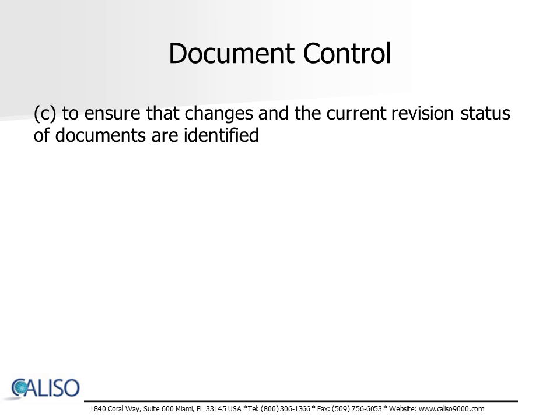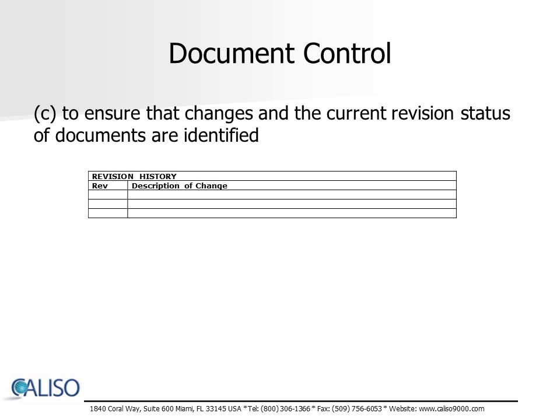Letter C of the requirements is to ensure that changes in the current revision status of the documents are identified. The requirement for change is managed by including a brief revision history table within your procedure. The requirement for revision is easily addressed by including the revision level of the documents, either in the header or the footer of the document. The example provided shows the revision level in the footer.